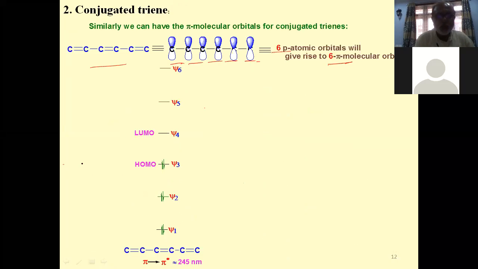So it is psi 1, psi 2, psi 3, psi 4, psi 5, psi 6. And you see the pi to pi star transition at the bottom. It requires less energy, because as the conjugation increases, the HOMO and LUMO come closer, so that this transition requires less and less energy. And this is also spectroscopy. You have studied this, yes or no? UV visible spectroscopy.